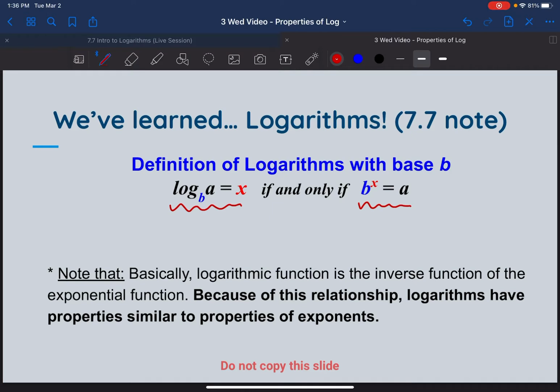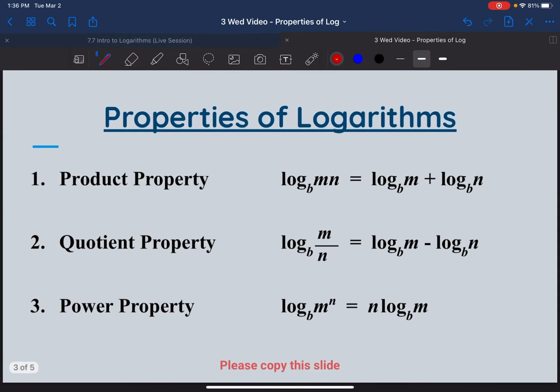So note that basically the logarithm function is the inverse function of the exponential function. Because of this relationship, the properties of a log are pretty much similar to the properties of exponents. So let's take a look at the properties of a log. You can pause this video and copy 3 major properties of a log. Number 1 is the product property. Number 2 is the quotient, which is the division property. Number 3 is the power property. Please copy this. And b, M, N are just going to be numbers later.